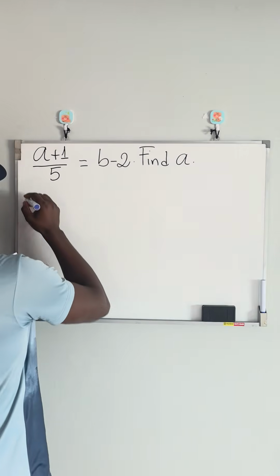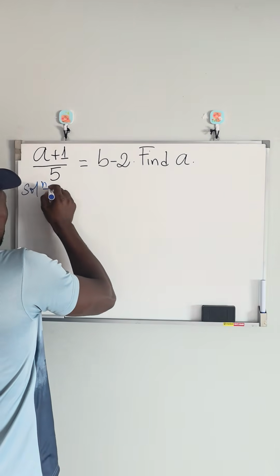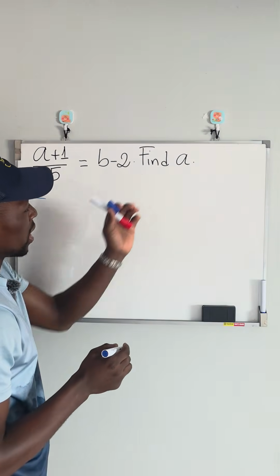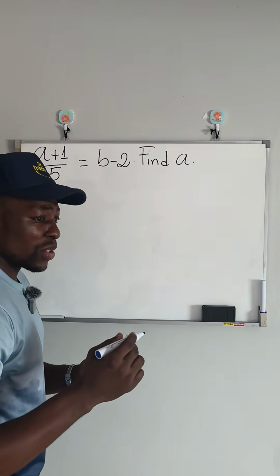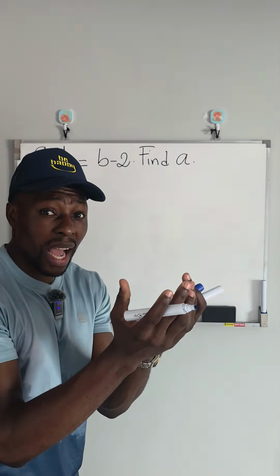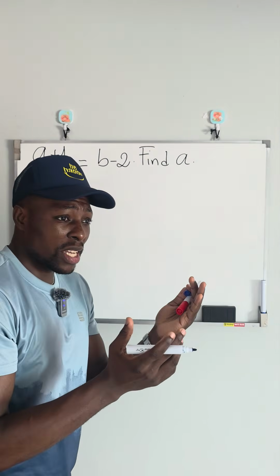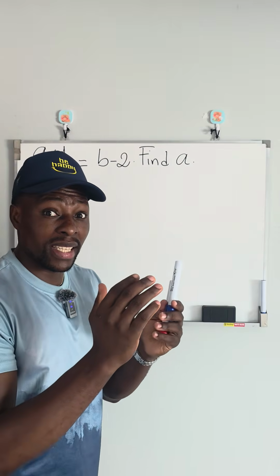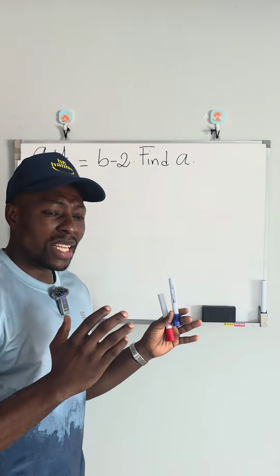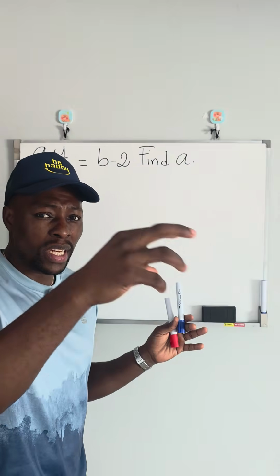Follow me. Solution. First and foremost, let's identify where our A is. Here it is at the left side of the equation. The next thing is to identify the things that are holding our A bondage, because the objective of this question is to isolate A, to have A stand all alone on one side.